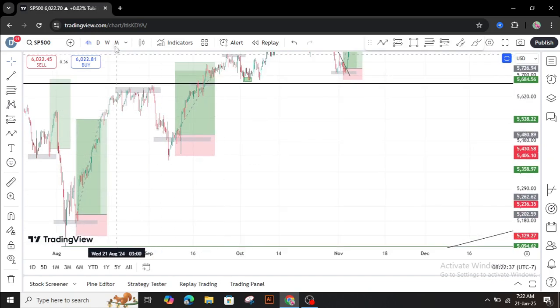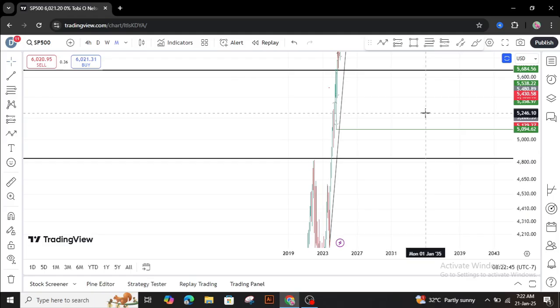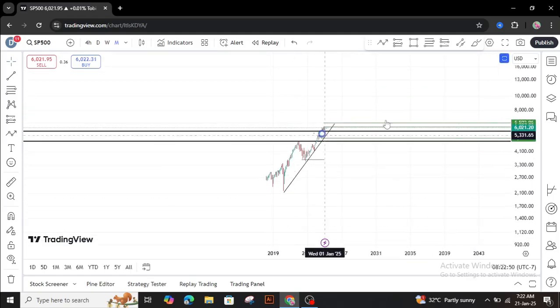But what did I do first? I come to the monthly time frame here to check what is actually going on on the higher time frame. Is this market a bullish market or a bearish market? As you can see, it is a bullish market. The market has been going up.